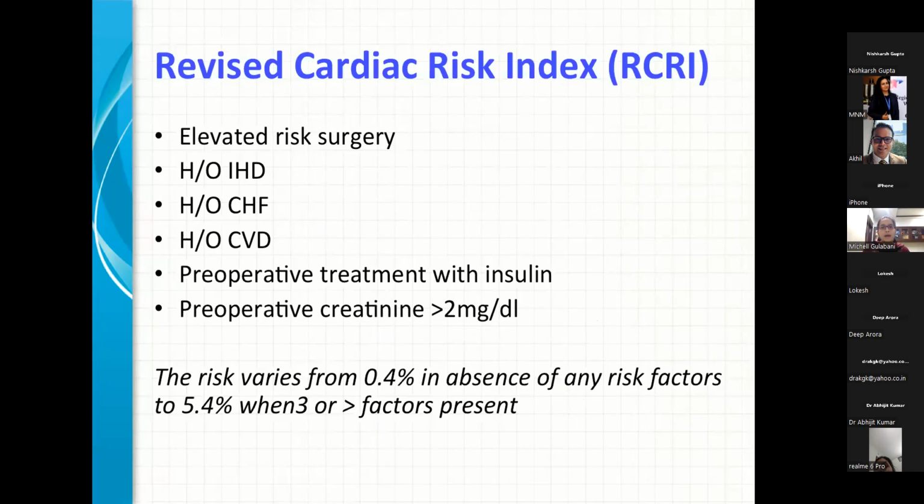The RCRI, or Revised Cardiac Risk Index, is another commonly used measure in which 6 parameters are included as risk predictors, and each of them is given a score. The risk varies from 0.4% in the absence of any risk factors to 5.4% when 3 or more risk factors are present.